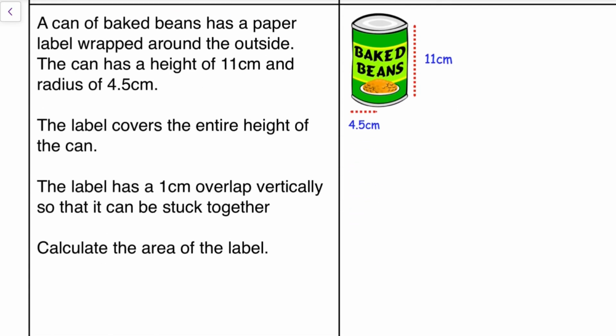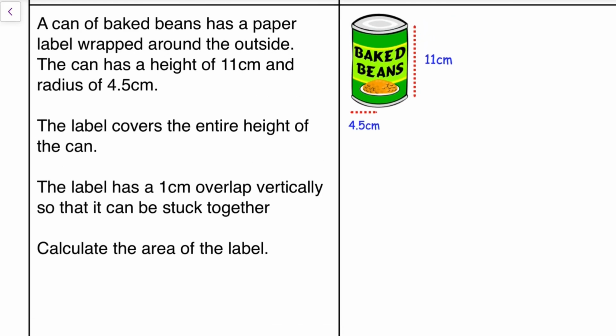Next one. Is that the last one today? No, it isn't. A can of baked beans has a paper label wrapped around the outside. The can has a height of this, a radius of this. The label covers the entire height. So basically means there's no gap. The label has a 1 centimeter overlap vertically, so they can be stuck together. Okay, so in other words, if I unravel it, it's going to be the circumference plus, so 2 pi r, which is circumference, plus 1 centimeter. Calculate the area of the label.